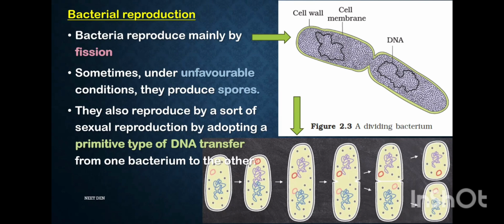So in the bacteria, some amount of DNA transfer may occur, which may look like sexual reproduction. So a bacterium may take up DNA which is present outside it by various methods like conjugation, transformation, and transduction, and may lead to reproduction. So bacteria may also show a sort of sexual reproduction.